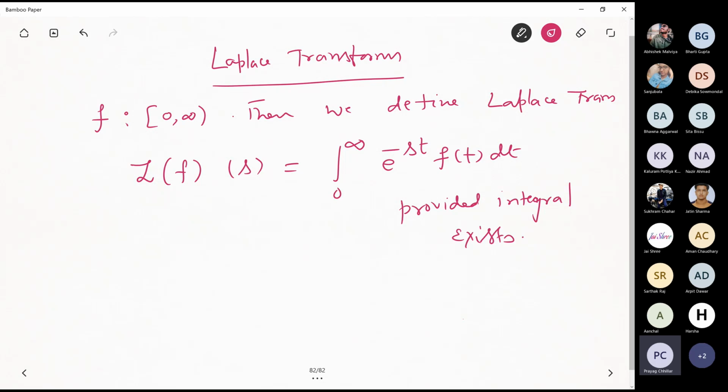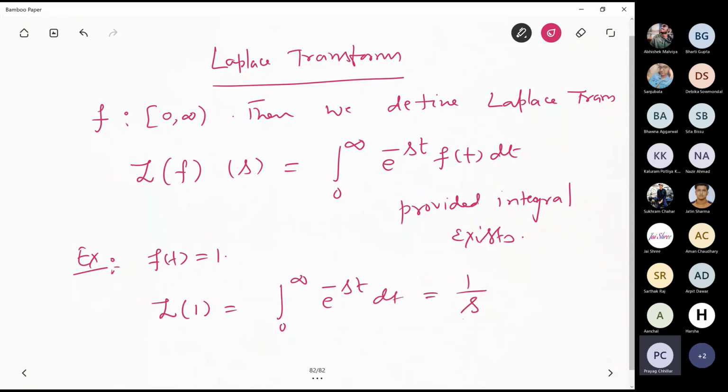Before that, let's look at some examples. The first example is a constant. What is the Laplace transform of a constant? So f(t) equals 1, therefore L of 1 is the integral from 0 to infinity of e to the power minus st dt. You can check that this is going to be 1 by s.